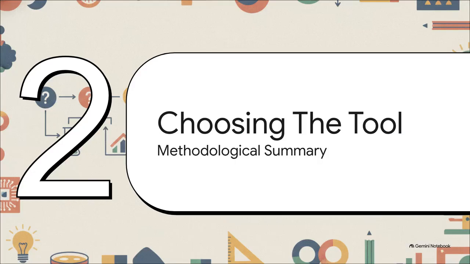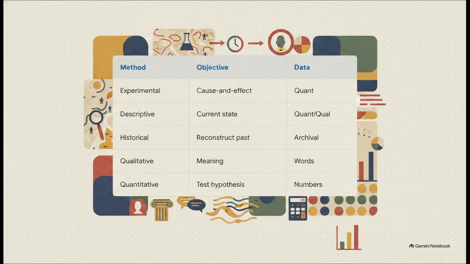And finally, Section 4, choosing the right tool. Let's do a quick methodological summary. When you lay it all out, it really just comes down to choosing the exact right pathway for the job at hand. Do you need causal clarity? You use the experimental method.